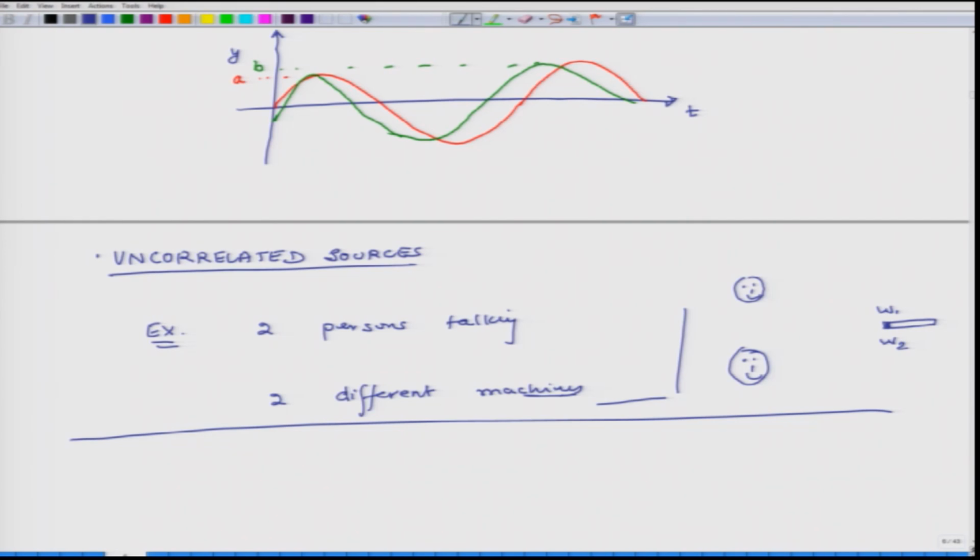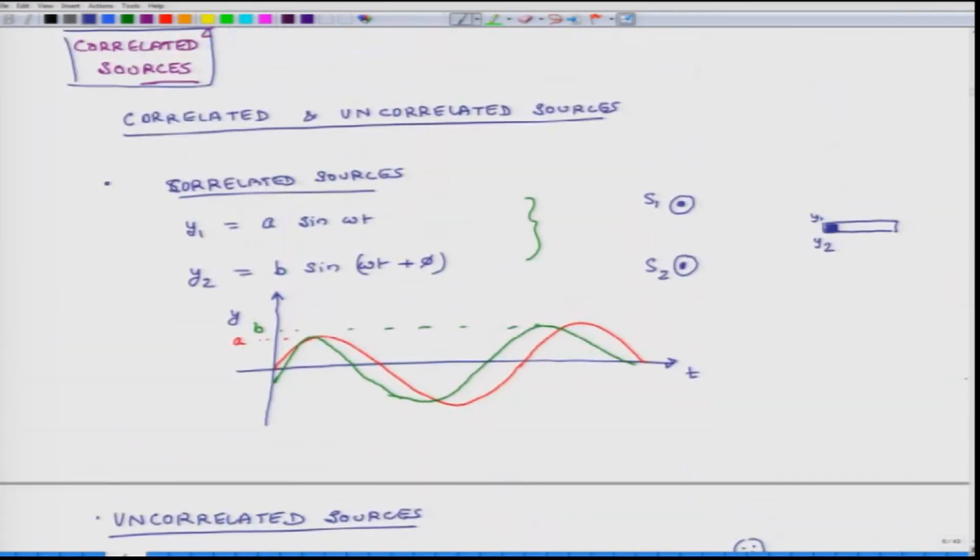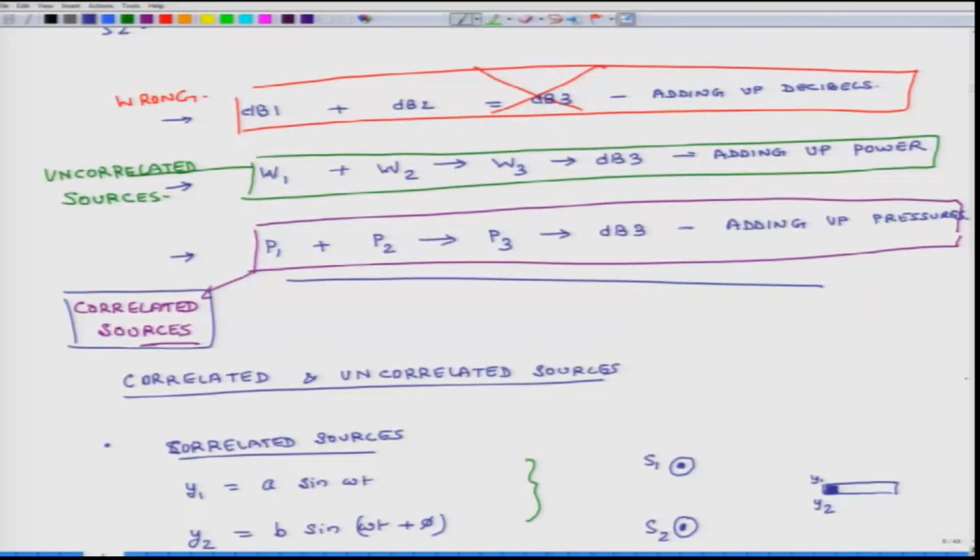that I can add up energies because the energy does not get destroyed. So, at that location the total energy will be W1 plus W2 per unit time. So, if there are uncorrelated sources, then this is the method we use to compute the overall decibel level. We will explain this further by example. This is how we add up.